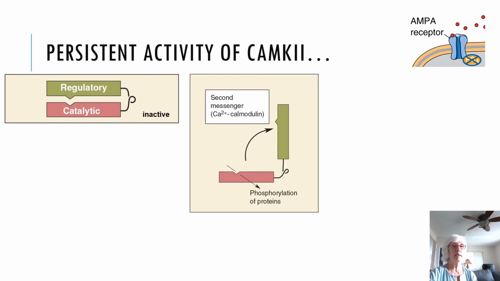When the NMDA receptor opens and calcium enters the cell, that calcium will complex with calmodulin and bind to the regulatory portion of the CAMK2, and that causes a shape change such that now the catalytic part is free to access its substrates, proteins like AMPA, that will be phosphorylated as a result of this shape change.